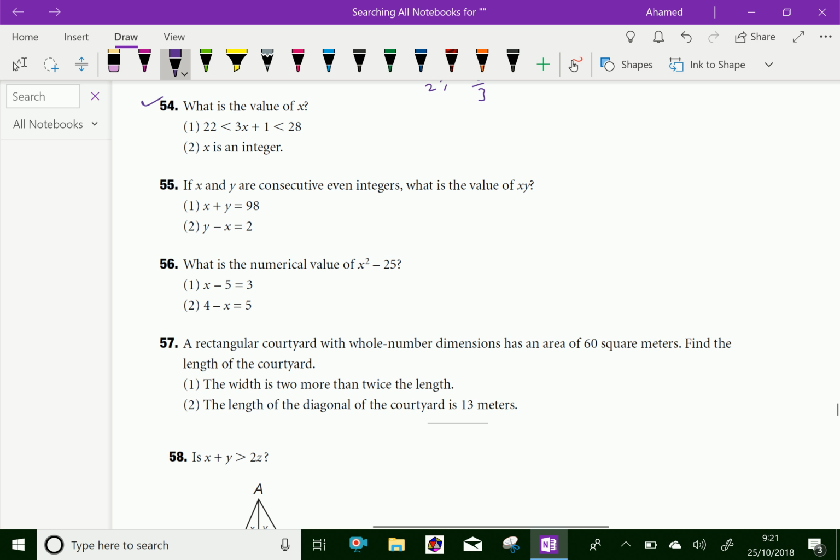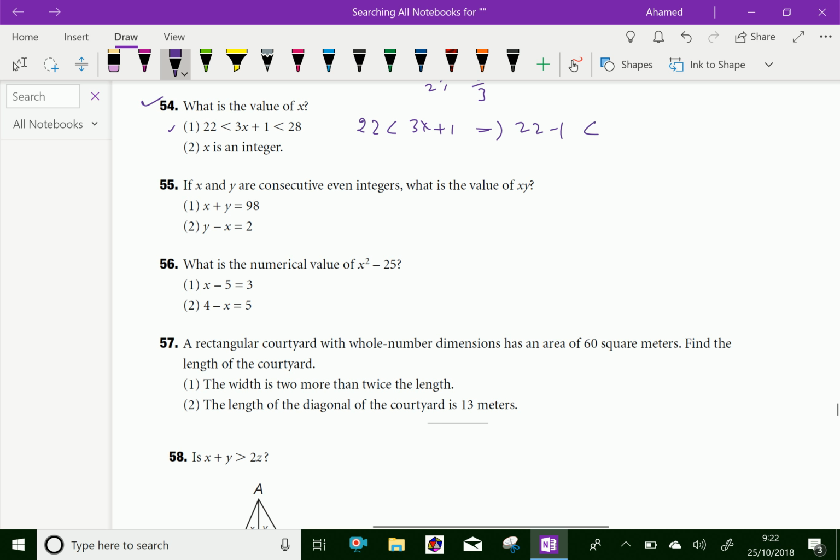Next question, what is the value of x here? First statement, 22 is less than 3x plus 1, which is less than 28. First, the left side: 22 is less than 3x plus 1, which gives 22 minus 1 is less than 3x, that is 21 is less than 3x, therefore 7 is less than x, because 21 divided by 3 is 7.